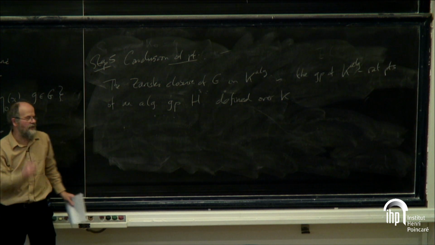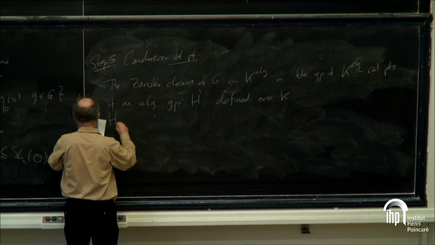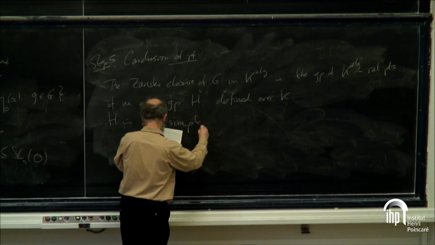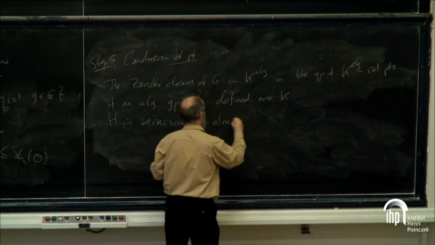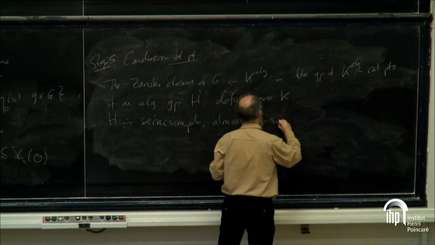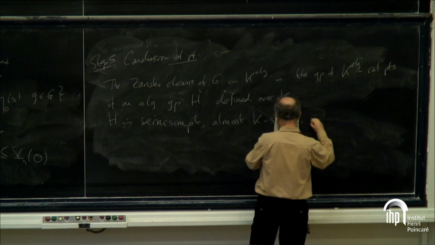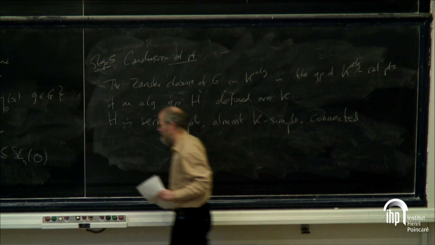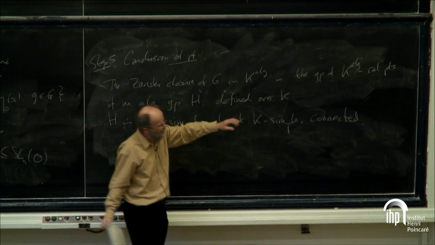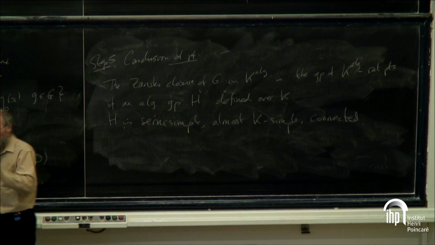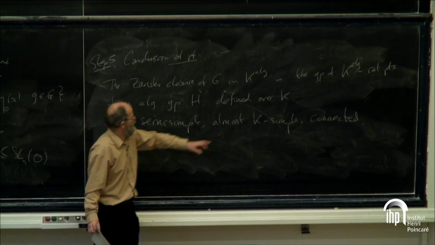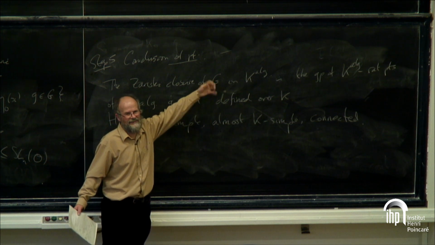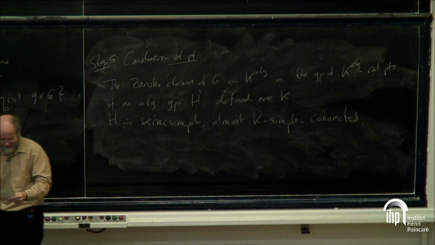And with a little bit of argument, you can check that H is semi-simple, almost K-simple, and connected. So, for example, if H had a normal, proper algebraic subgroup, you could look at its intersection with G. The idea is you could take a normal subgroup with G. That's the idea, and standard arguments.